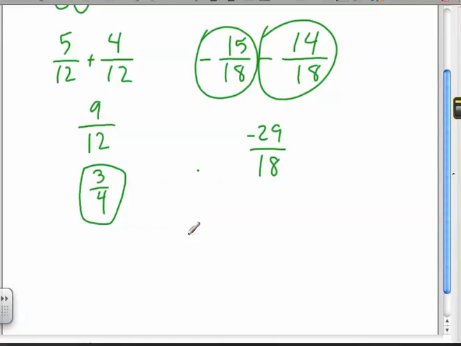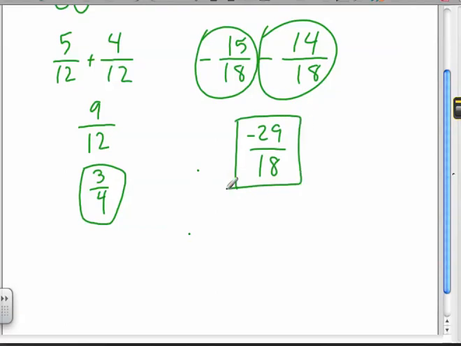Can I reduce that at all, Taggart? No. And I'm happy to leave that as an improper fraction if you are. Because you know what? If I want to work with it, I need it as an improper fraction. So that's a perfect answer. It's reduced, and negative 29 over 18.